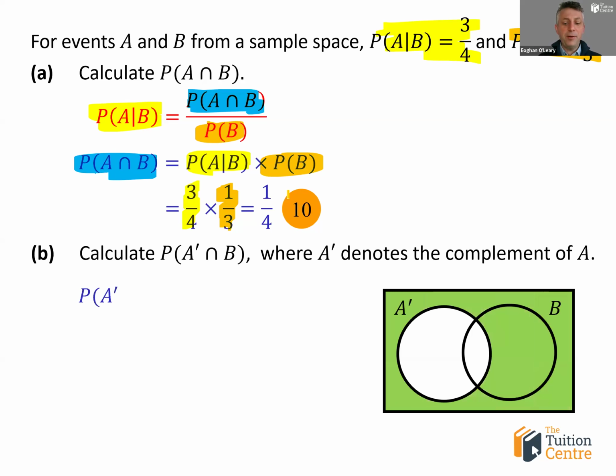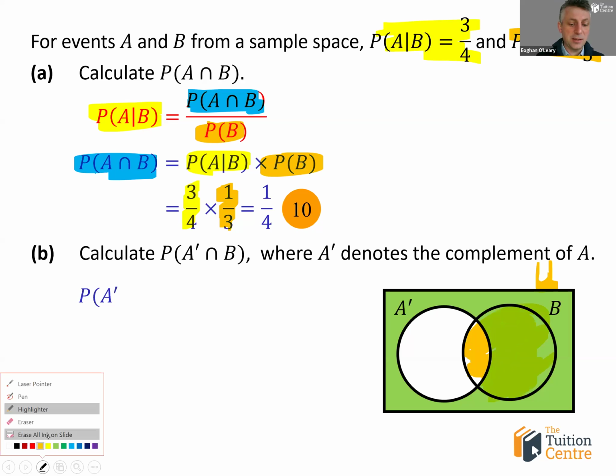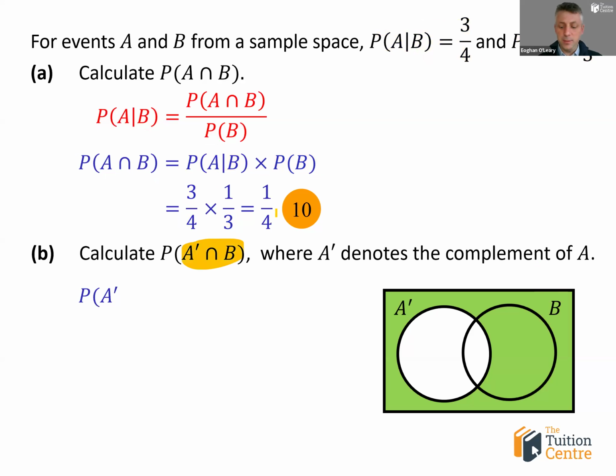A complement is everything in the universal set, so we could call this the universal set, that does not include A. So A complement is basically all the part in green. Intersection B, well, we know what B is. B, of course, is the entire circle B. So if we're looking for the intersection of those, I'm saying the intersection of A complement and B. Well, it's going to be that part there. It's not going to include the overlap between A and B.